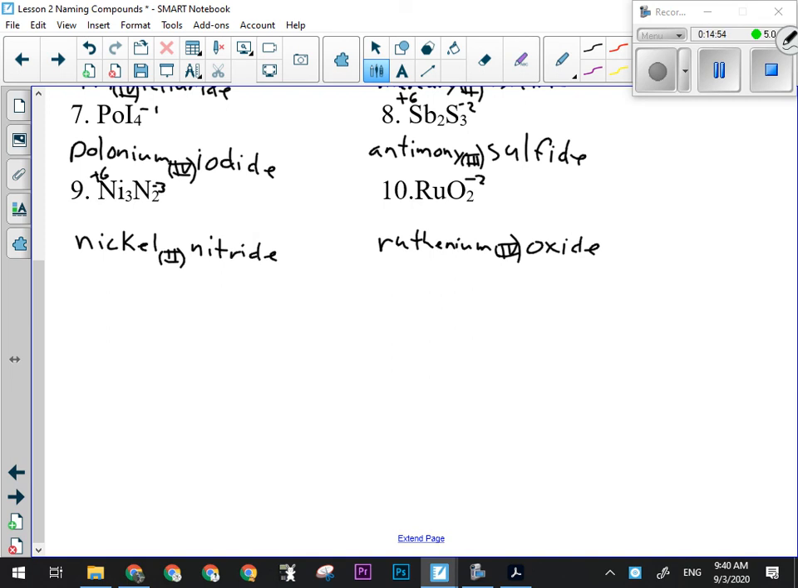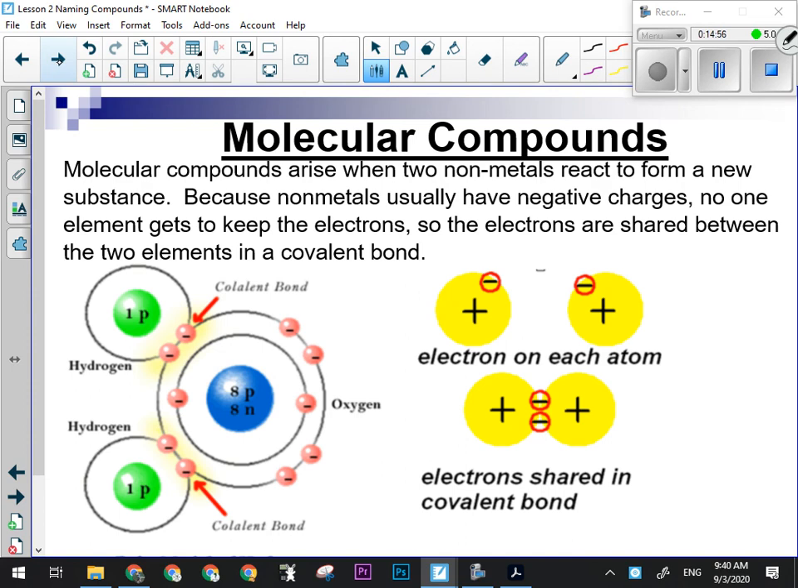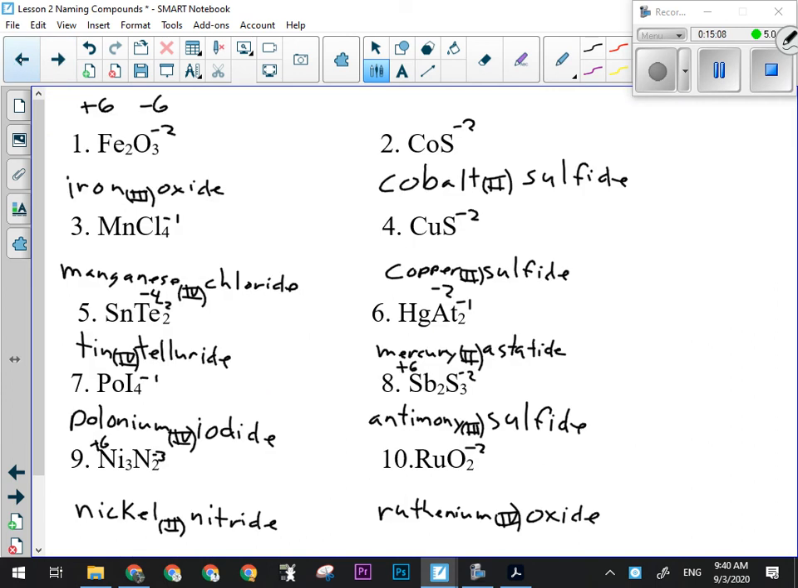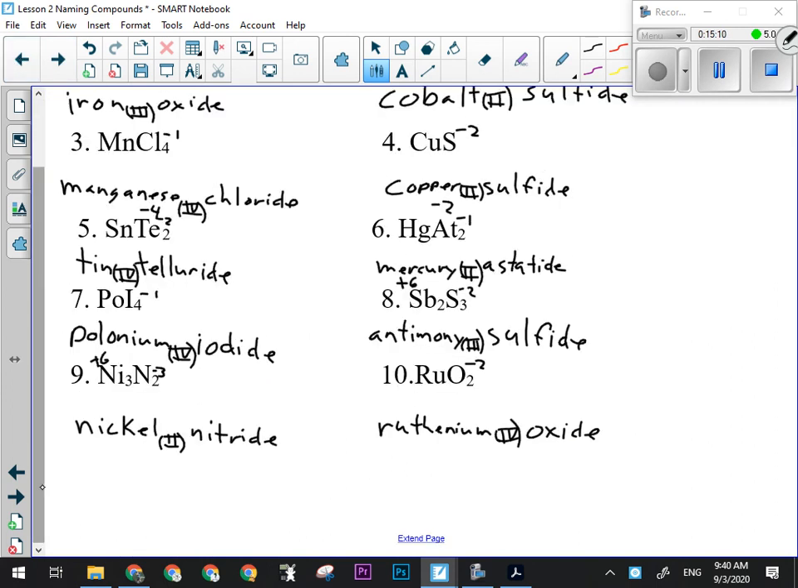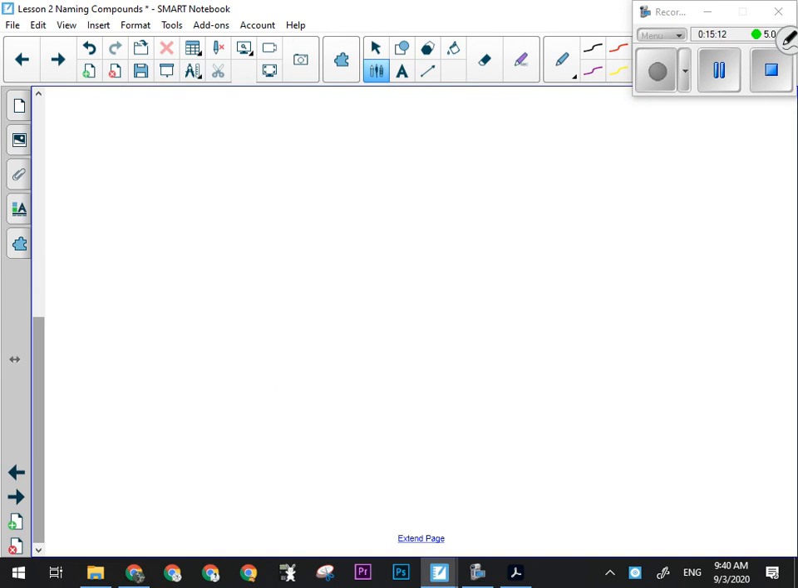All right. Now, for molecular compounds, we'll get into these here. Now, molecular compounds are made up of two non-metals. Actually, you know what? We forgot to do something with these. There's one more thing that can happen with ionic compounds, and that is that they could involve special types of ions called complex or polyatomic ions.